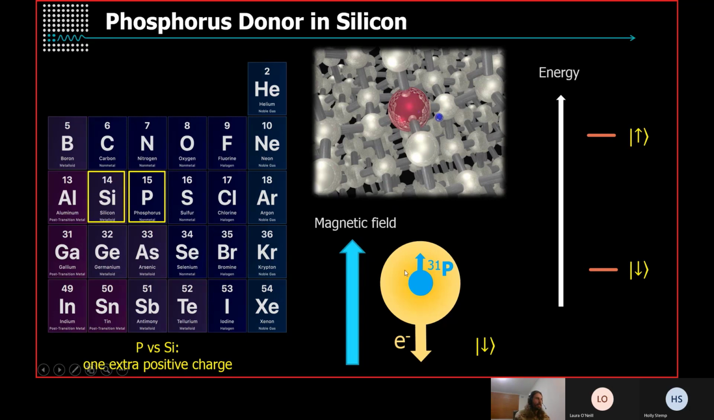Just like the electron, the phosphorus donor also has a spin, which can either point along or perpendicular to the magnetic field. And if it points anti-parallel to the magnetic field, it will act as an additional magnetic field that reduces the strength of the external magnetic field and reduces the splitting of the two spin states.